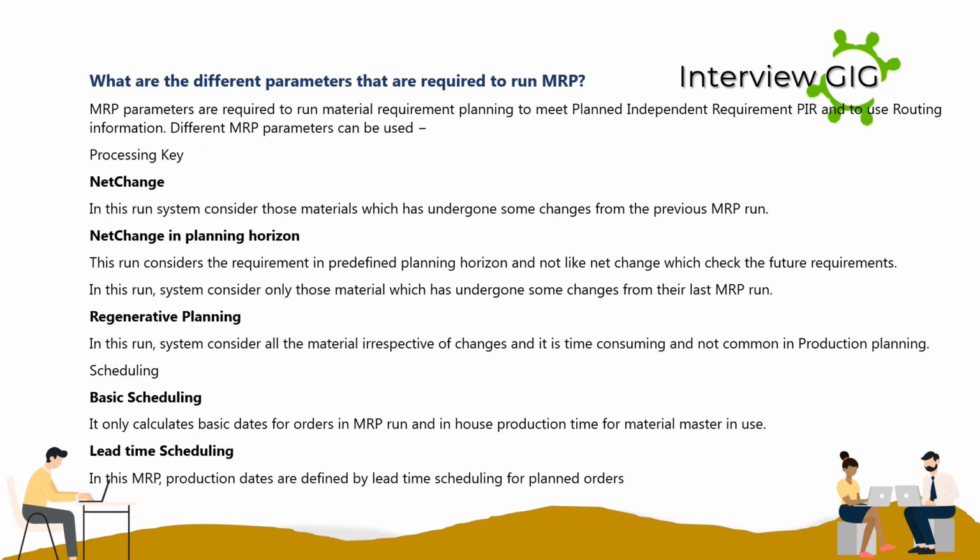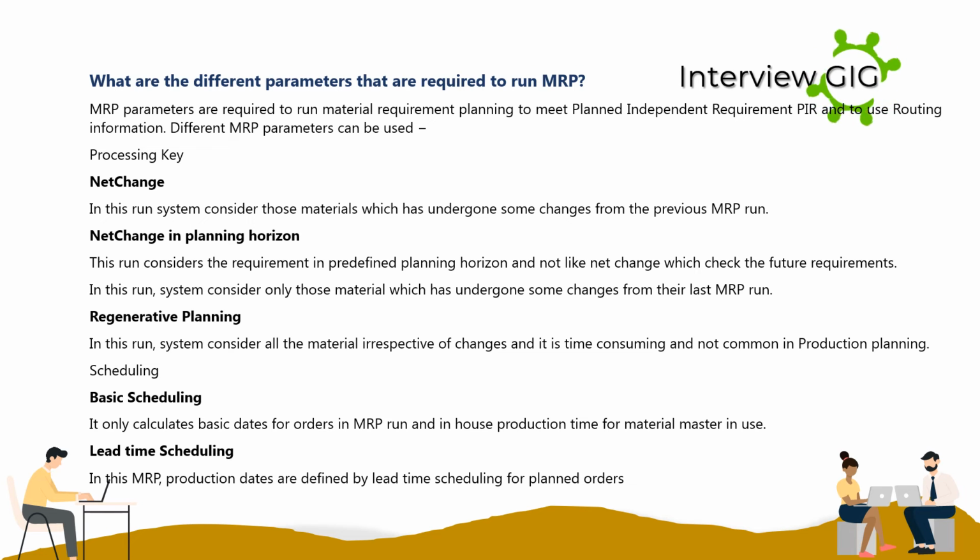Net change in planning horizon. This run considers the requirement in a predefined planning horizon and not like net change which checks the future requirements. In this run, system considers only those materials which have undergone some changes from their last MRP run. Regenerative planning. In this run, system considers all the materials irrespective of changes and it is time consuming and not common in production planning.